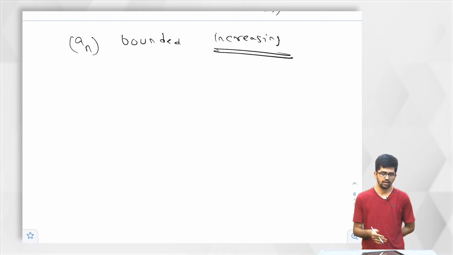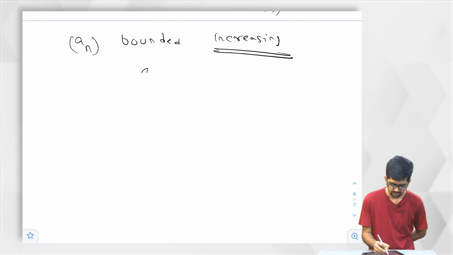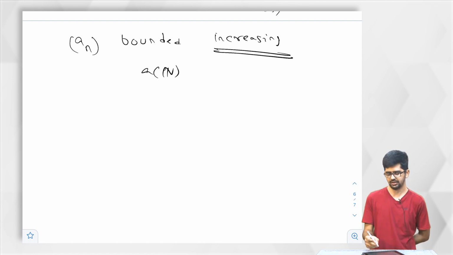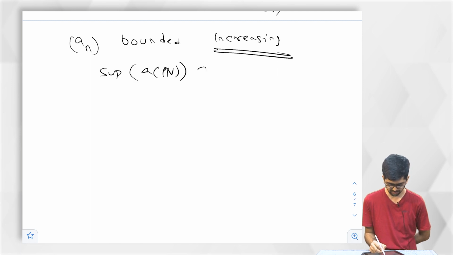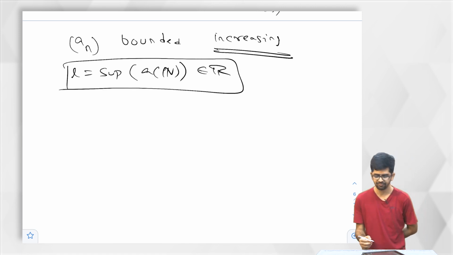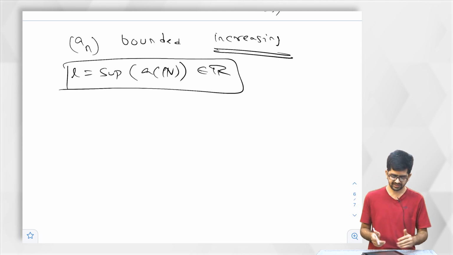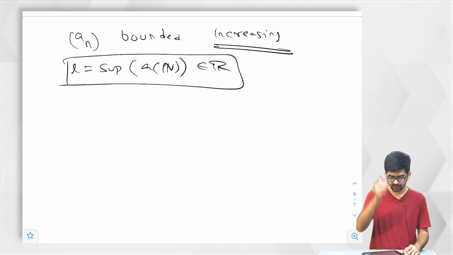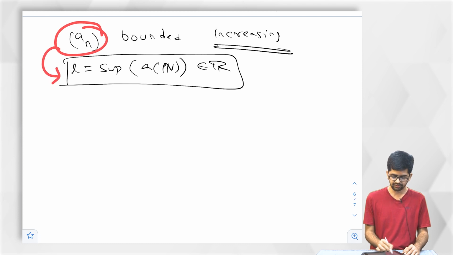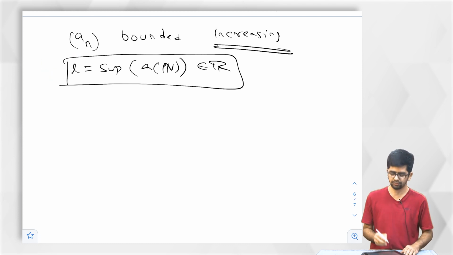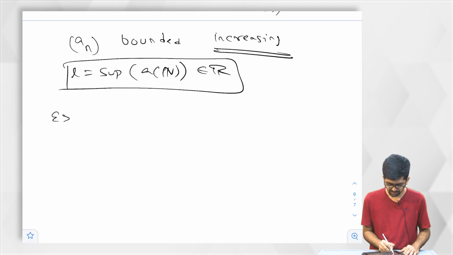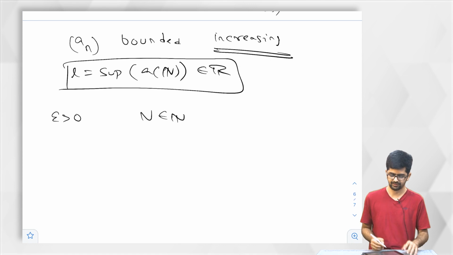Now, because it is bounded, AN is a bounded subset of R, the supremum is an element of R, and this I simply write as L. Now, we are trying to look at the convergence of this sequence. So the claim is the following, that this AN converges to L. For that, what do we need to see? For every epsilon positive, we need an element n belongs to N such that something happens.